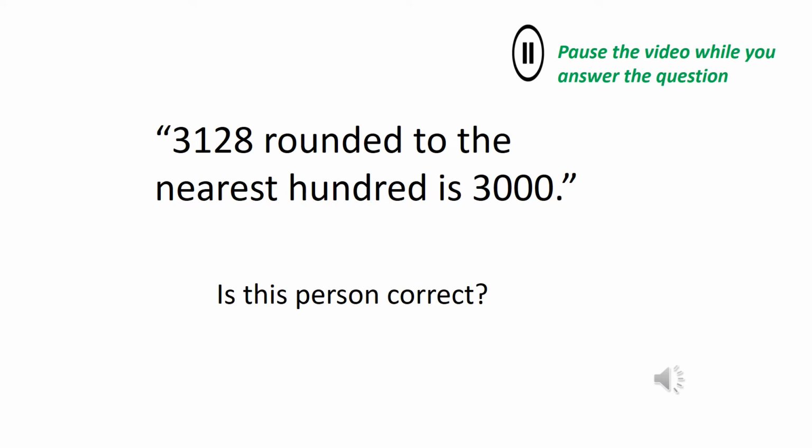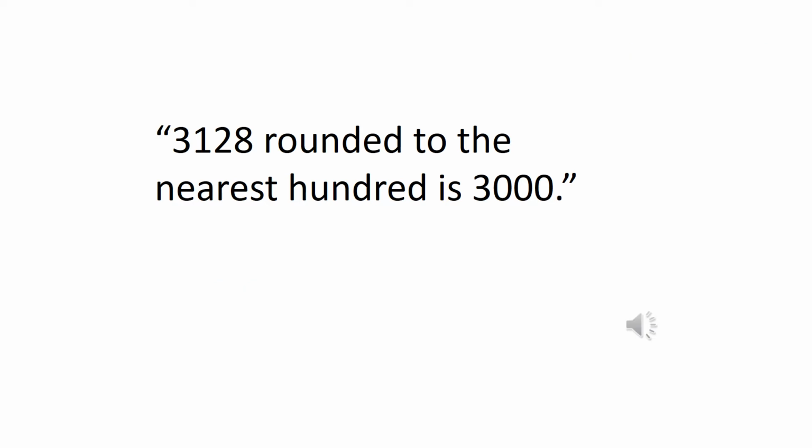What about this person? Are they correct? Explain to someone or something around you. I imagine that you recognised that instead of rounding to the nearest 100, this person has rounded to the nearest 1,000. So make sure today that you are rounding to the correct place value column, because that is where sometimes silly mistakes can be made.